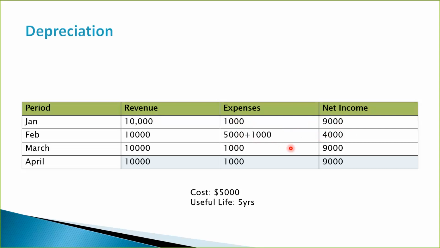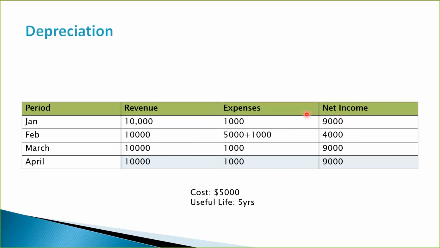And then when we go back to March, they go back to the normal. So whereby the revenue is 10,000 and the expenses are 1,000. So in this kind of scenario, what Maskani has decided to do is that they have decided to expense this particular item. So they have decided to incur this hit of 5,000 in one period and then continue with the other period as normal.